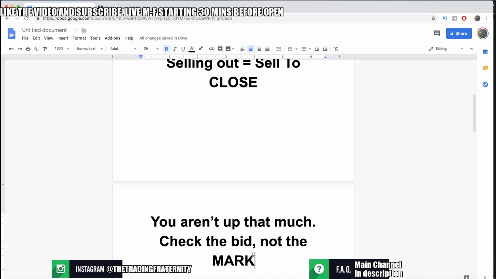So if the bid is at 5 and the ask is at 15, it's going to say your contract is worth $10, when in reality, it's probably worth $5 at the bid if you wanted to sell it instantly. So if you put in a market order when the bid is showing 5, you would most likely get filled at 5 cents or higher.